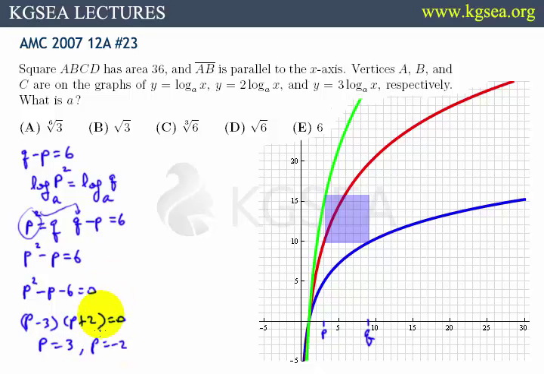Negative 2 doesn't work because we are dealing with logs here. You know, before I raised up the second power here, 2 was in front. You cannot take log of a negative number, so this is out. So p is 3. Let me erase this and put 3 there. P is 3. Okay, then what does that tell you about q? Q must be 9.